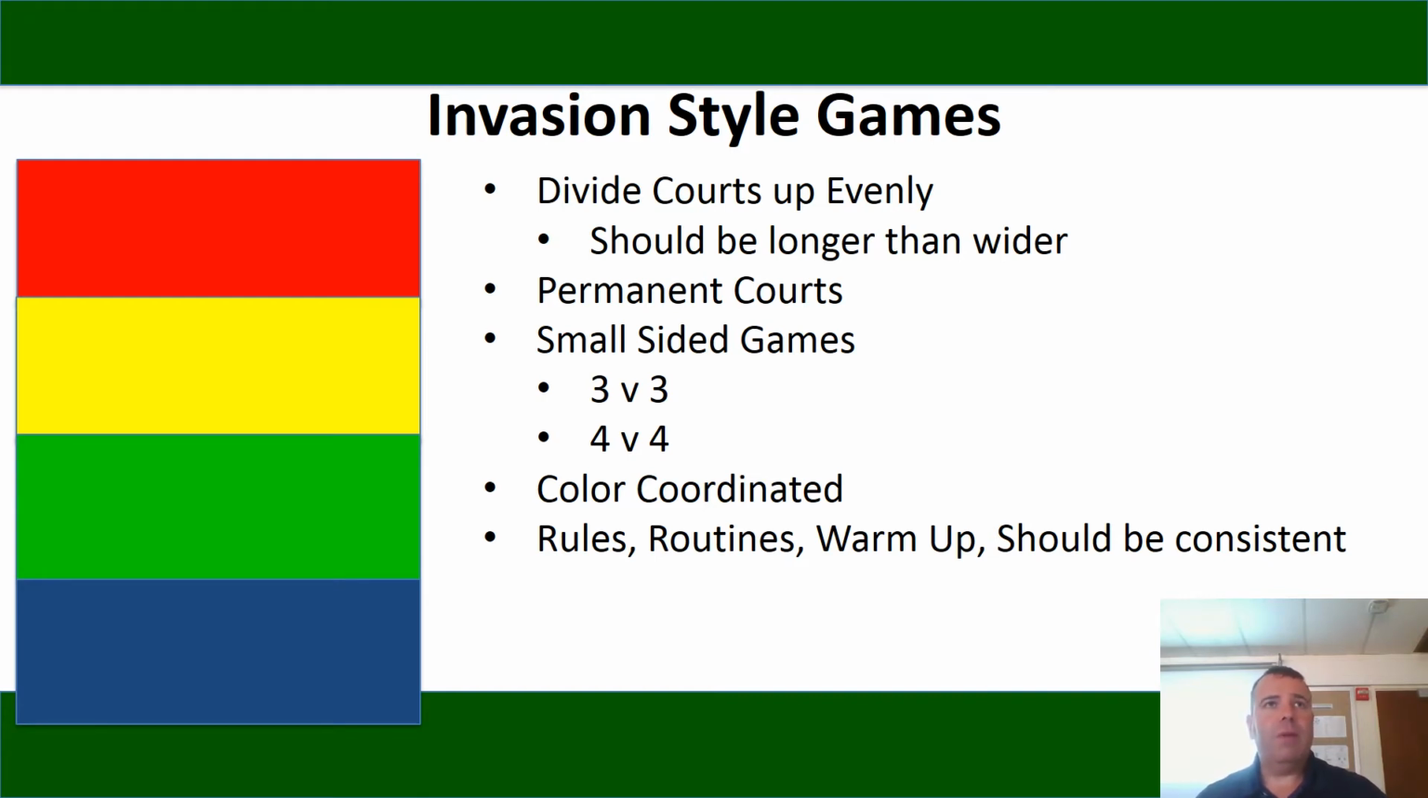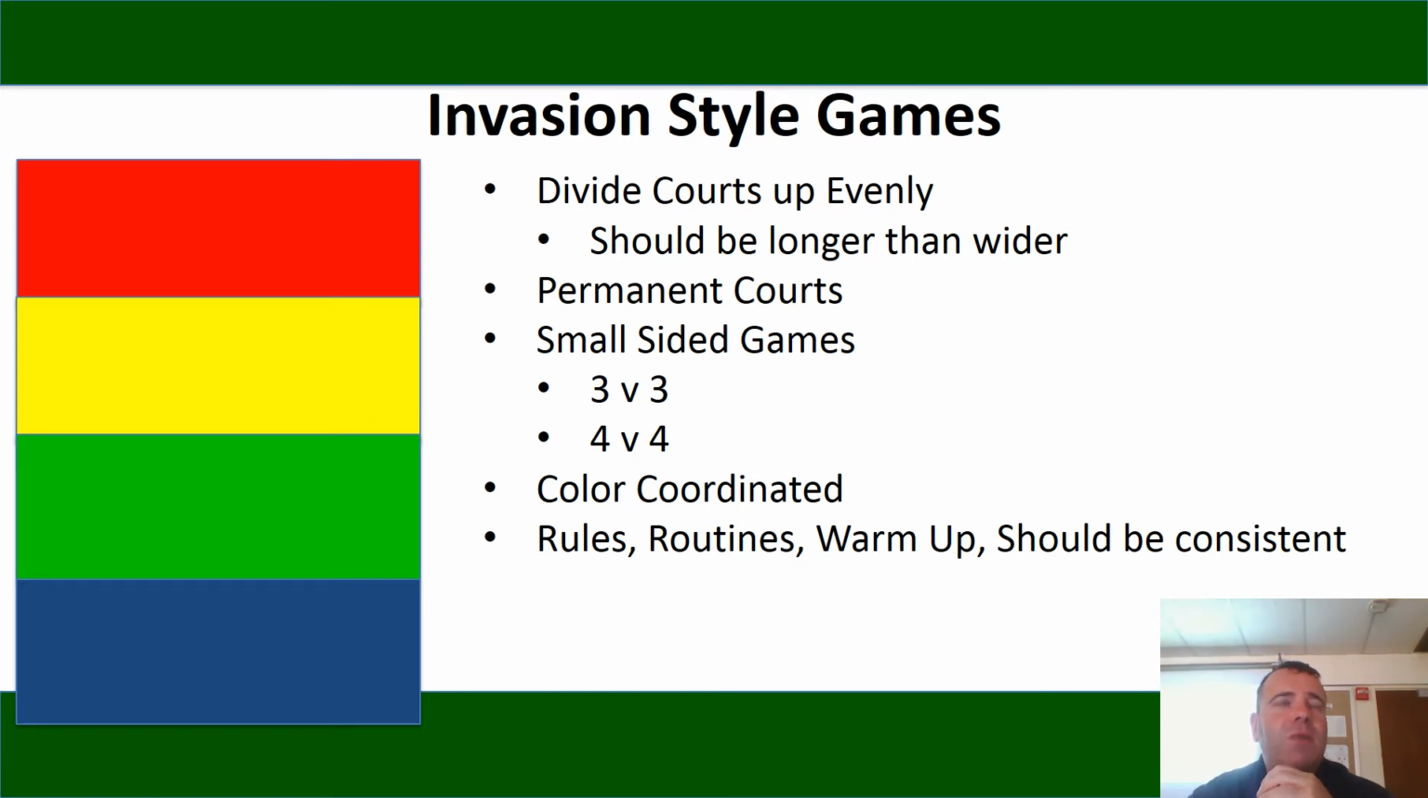If there's only 4, 1, 2, 3, 4, red, yellow, green, and blue. Why? Well, the most common colors, so they're easier to get equipment for. It's really tough trying to get a purple ball sometimes. All right, so divide courts up evenly, so they should be longer than shorter. The permanent courts, small-sided games.